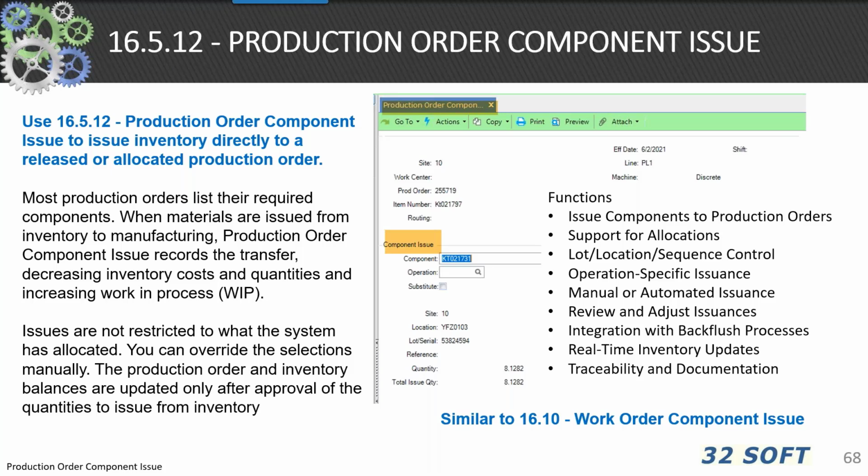The 16.5.12 production order component issue, very similar to the old 16.10, is to facilitate accurate and efficient issuance of materials and components required for production orders. Functions to issue components, supports allocations, lot location, operation-specific issuances, material or automated issuances, and issues are not restricted to what the system has allocated. You can override the selection manually. The production order and inventory balances are updated only after approval of the quantity to issue inventory.